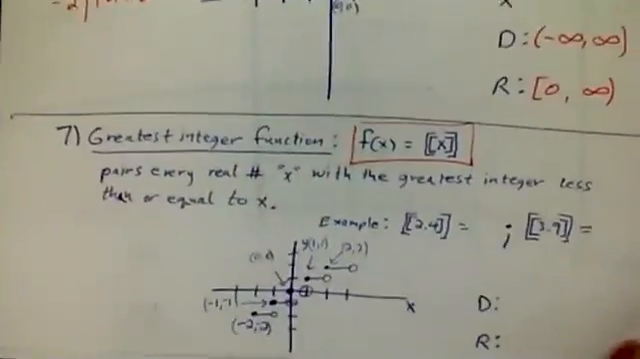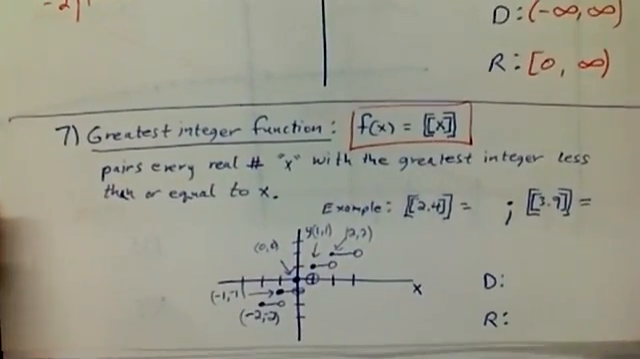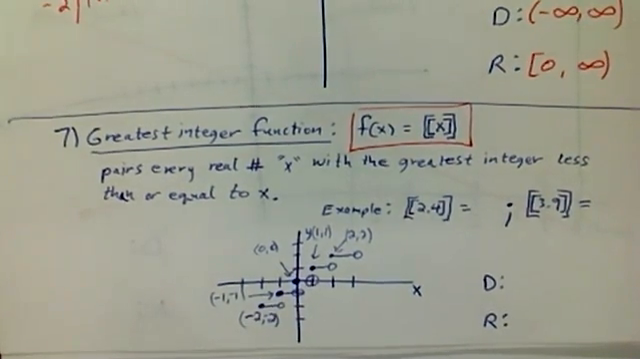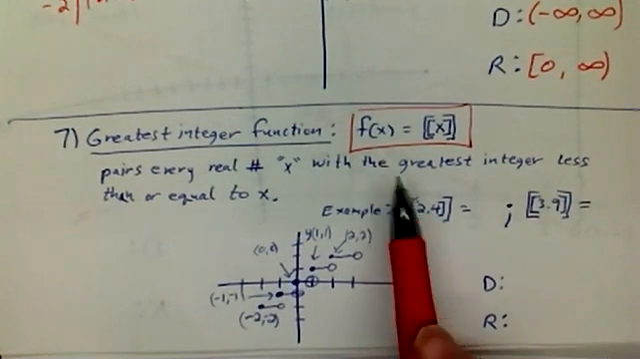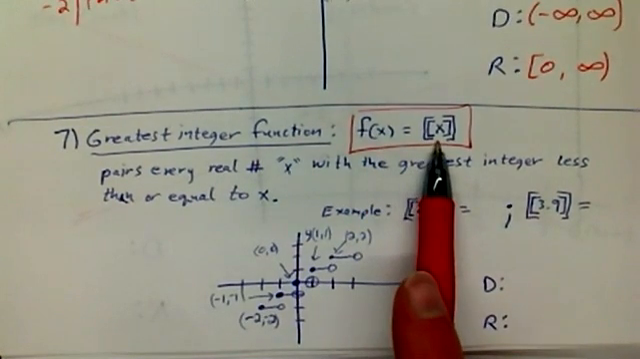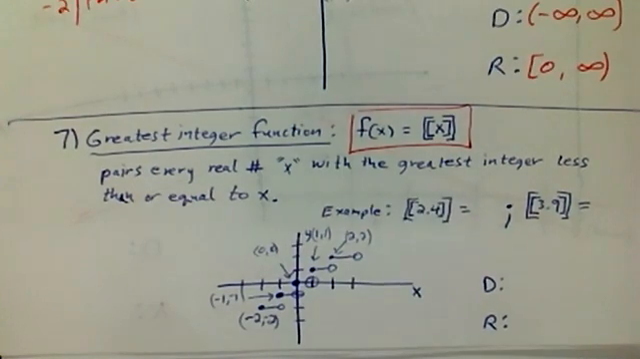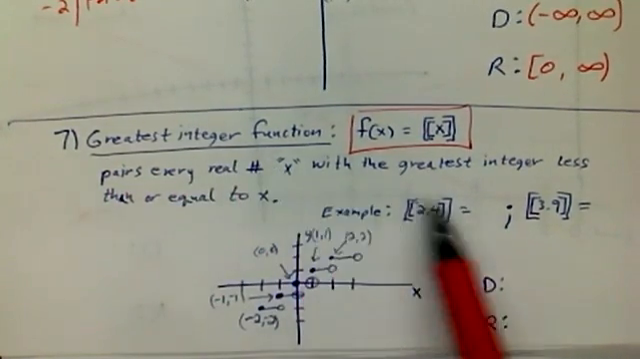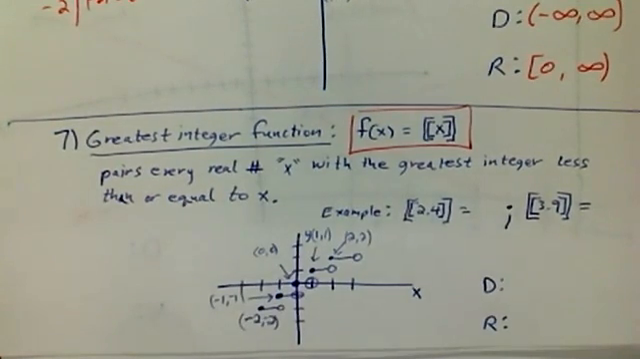The last one I'll mention, okay, I'm not going to spend a lot of time on this, is called the greatest integer function. This is actually used in business a fair amount of times, and as you can see, there's a lot of discontinuities here, okay? So it's written like this: f of x equals this x with 2 little boxes around it. What it does is it pairs every real number x with the greatest integer less than or equal to x.